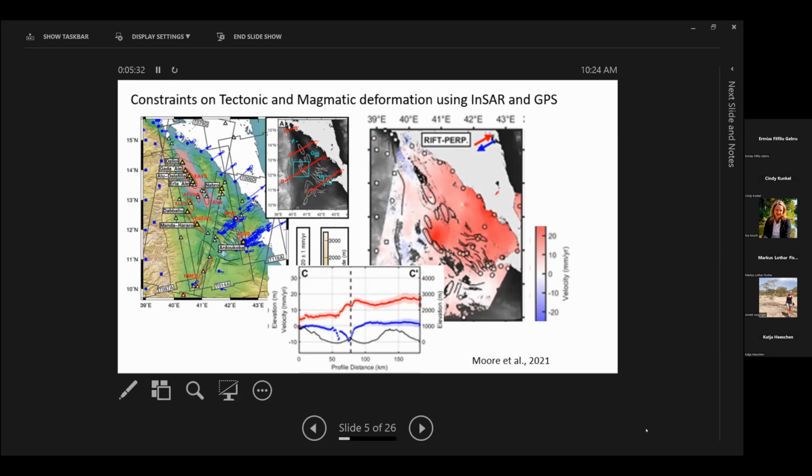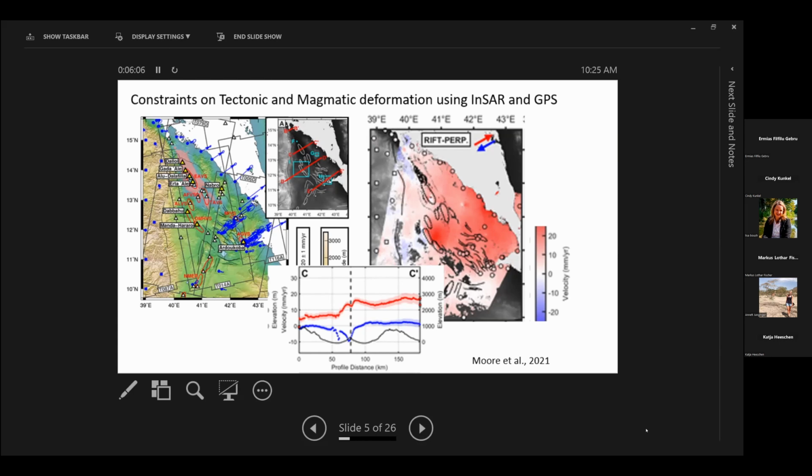So this is one from Nooshiri from a couple of years ago, where he combined multiple satellite tracks with the GPS data in the region to make a better spatial picture of the distribution of extension and also vertical motion. So this map specifically shows the component of extension in a rift-orthogonal sense. Red is showing extension or motion in that direction. Blue is small components of compression.